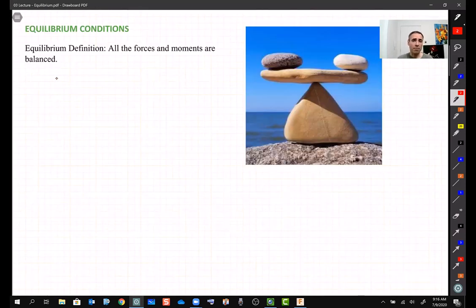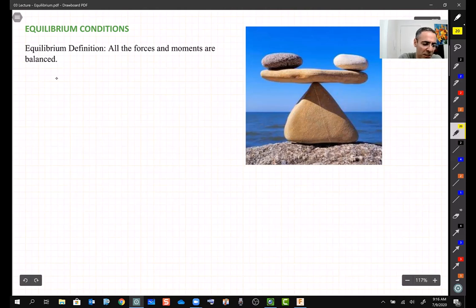So let's get to the main topic of today, which is equilibrium. So as I said on Tuesday, in this course everything is in a stationary position, so there is no motion, right? If we are interested in analyzing motion and rotation and spinning things, we go to a dynamics course. In this course, everything is balanced. All the forces and all the moments are balanced. So that's the definition of equilibrium, right?